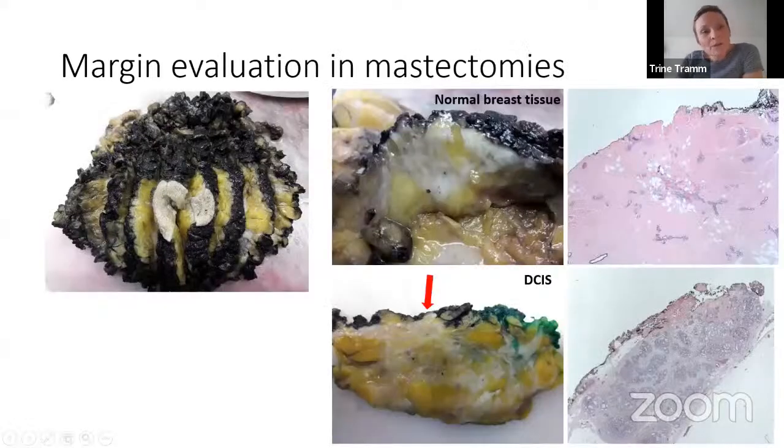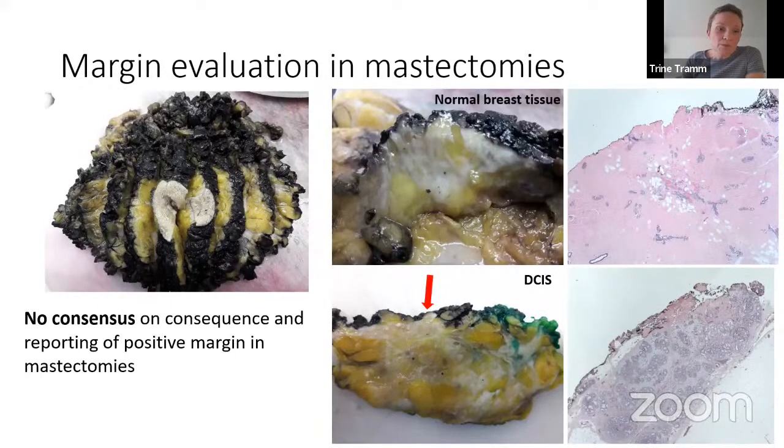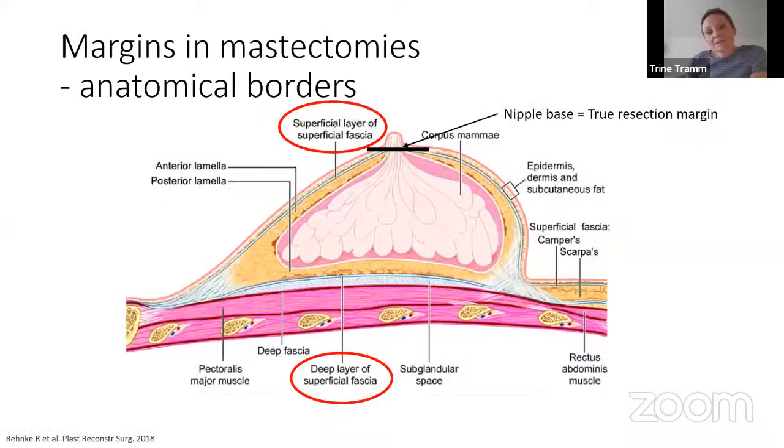So to round up, I will just say a bit about margin evaluation in mastectomies. The principle is the same. We cut, we inspect, we palpate, we do the best estimate possible. But in mastectomies, we do not have any consensus on what the consequence is of positive margins, and therefore also not a consensus on reporting of a positive margin. We consider the margins in mastectomies as anatomical borders, except for the nipple base.